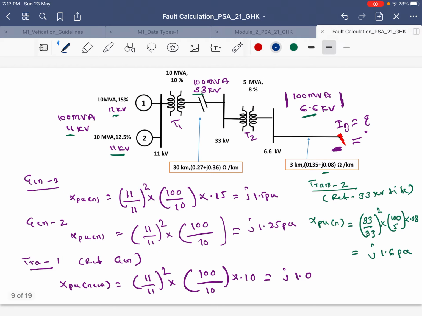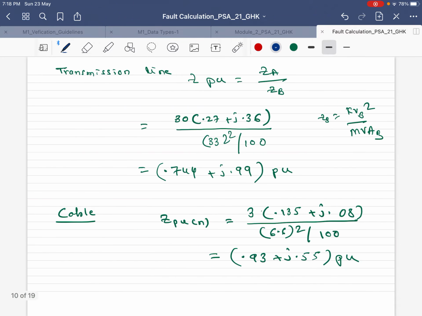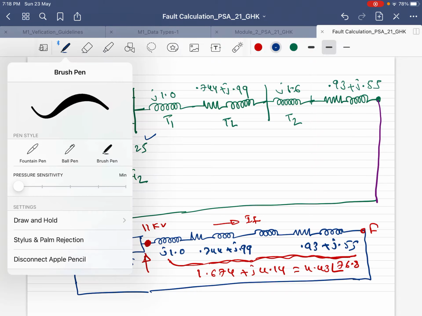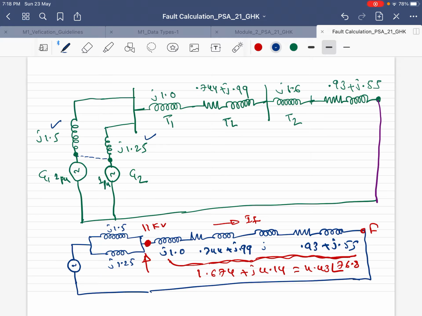There are some small topological mistakes here. Here I have to multiply 0.125 into 0.125, then we are getting 1.25. And one more thing: it is 1.6, it is not 0.16, so you have to make the correction here. That is, it is j1.6 per unit. Then the rest of the calculations are correct.